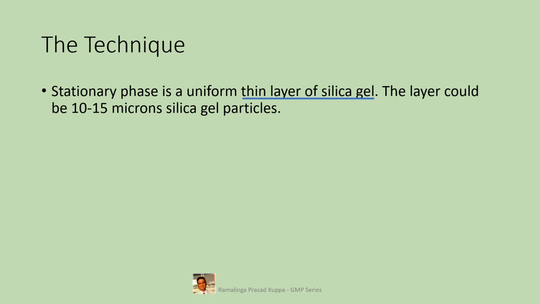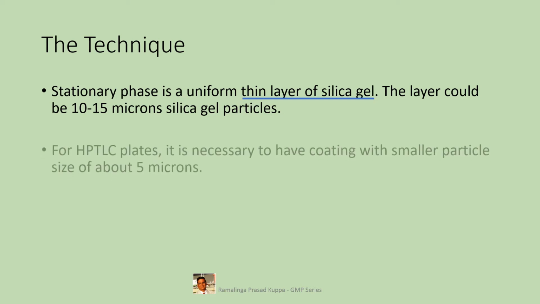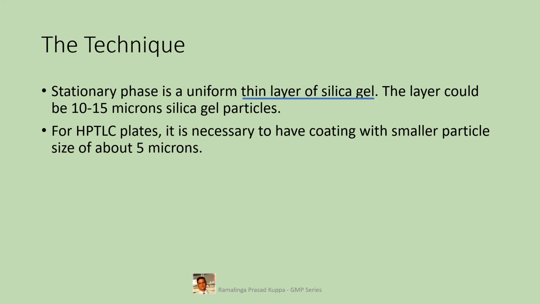There are a variety of other silica gel powders. You can make the stationary phase layer on a clean glass plate with a spreader, with the required thickness of the film. But you need to be an expert to make the plates. Maybe after a few trials you get good plates. But those days are gone. Now you get coated plates ready-made on thin aluminum sheets. For HPTLC plates, it is necessary to have a coating with a smaller particle size of about 5 microns.